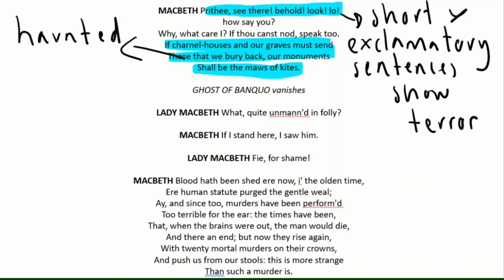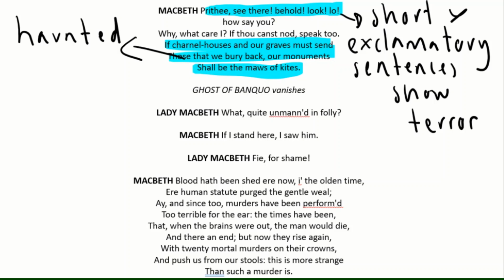Lady Macbeth says, "What, quite unmanned in folly? If I stand here, I saw him. Fie for shame." Lady Macbeth says, are you being so foolish? You're not a man. Lady Macbeth said he's speaking nonsense.